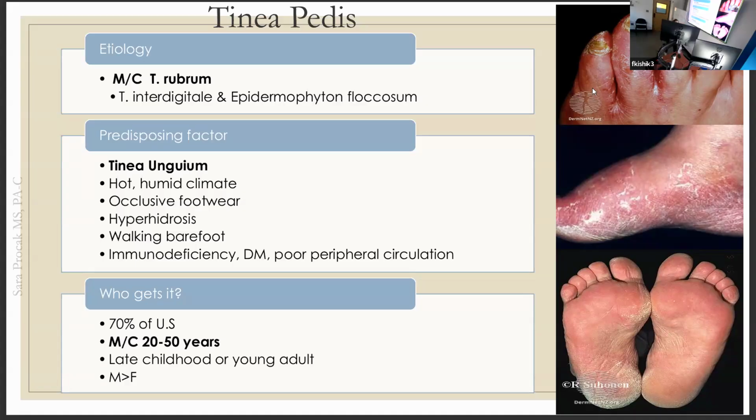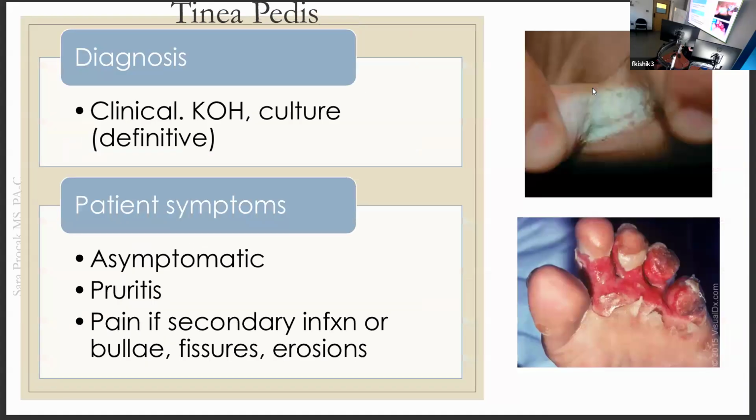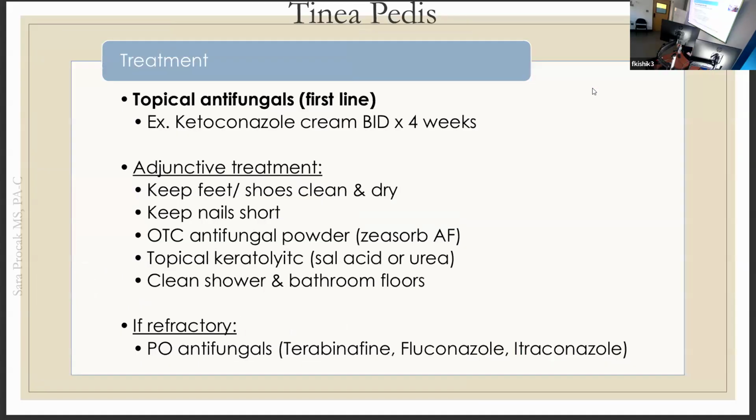All right. We see this very commonly between the ages of 20 and 50. About 70% of the U.S. has this. Okay. It's a clinical diagnosis. It's usually asymptomatic. Okay. Sometimes it could be a little bit itchy, and there can certainly be pain when you have that more severe presentation of tinea pedis. Okay, like the ulcerative type, or if you have any of the bulla with the inflammatory bullous type.